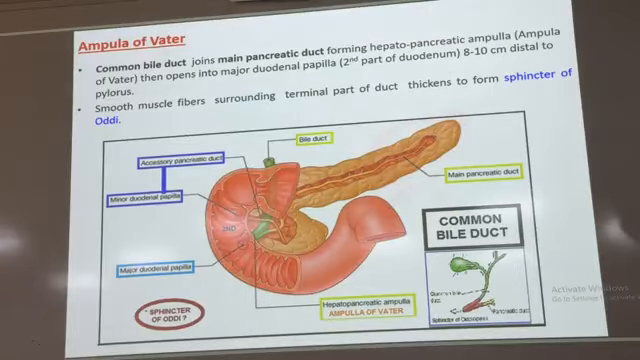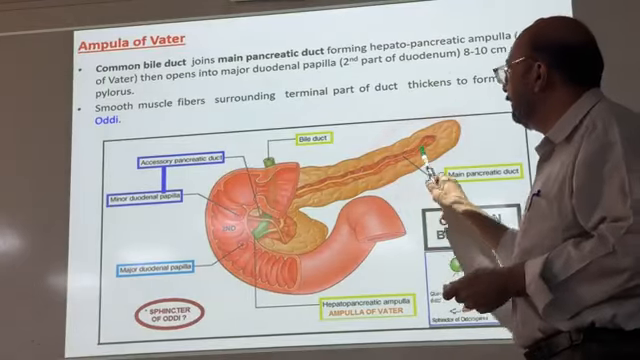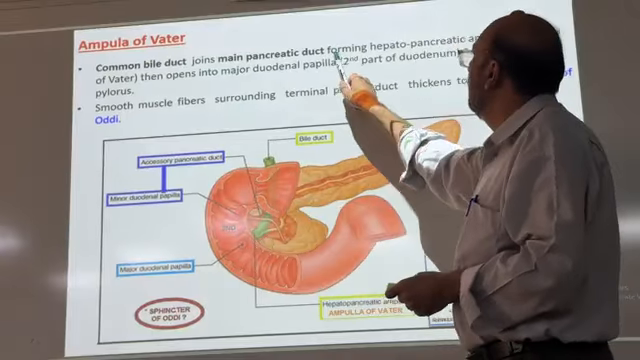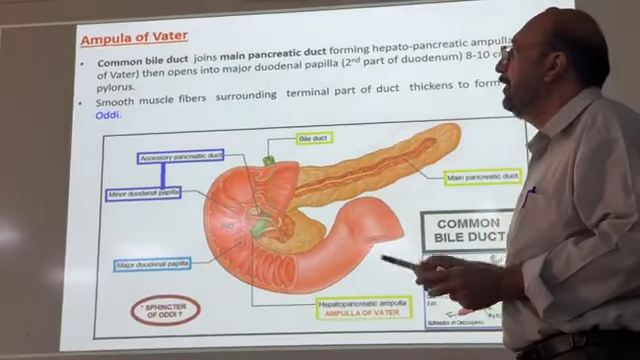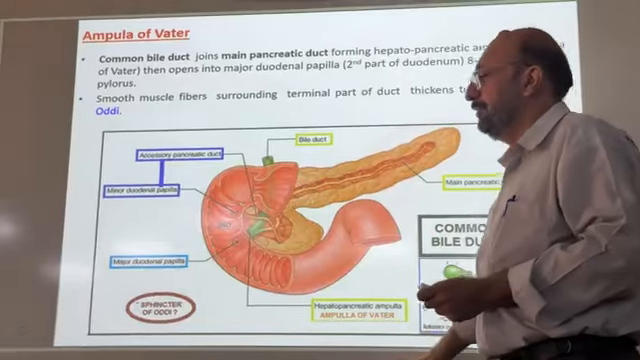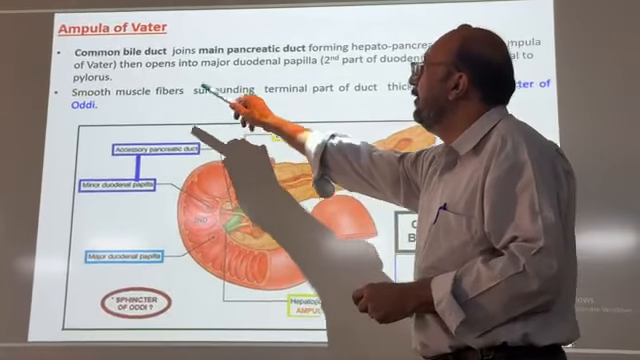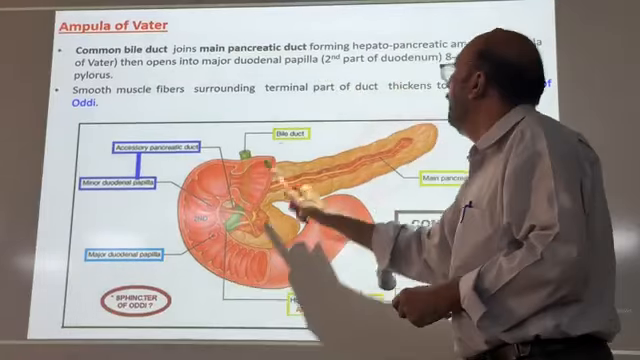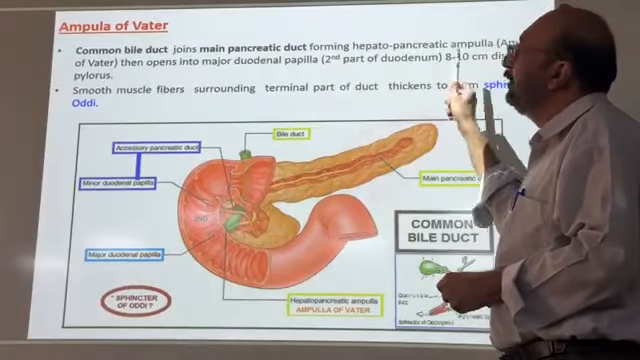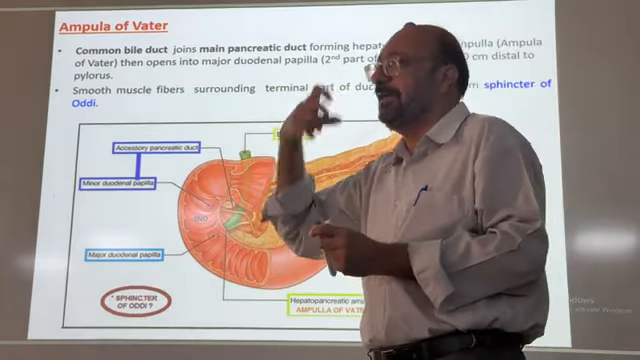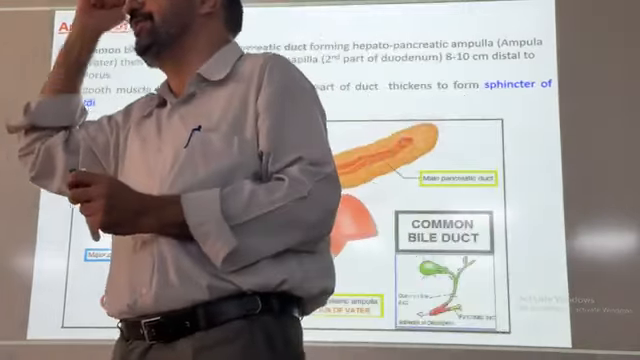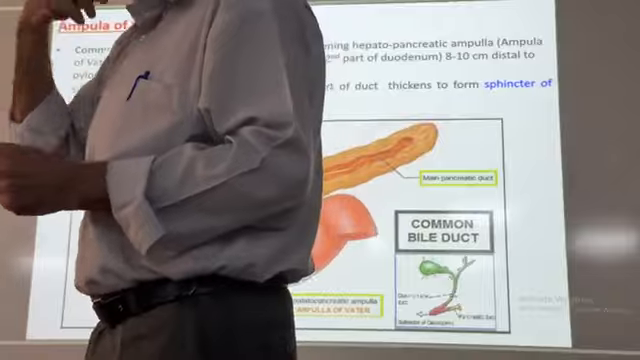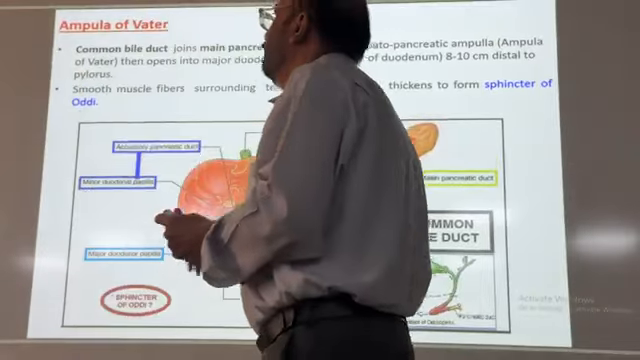Ampulla of Vater: the common bile duct joins the main pancreatic duct. Here is the main pancreatic duct, so the common bile duct joins here, forming the hepatopancreatic ampulla. Another name is ampulla of Vater. It opens into the major duodenal papilla, 8 to 10 centimeters distal to the pylorus. And these measurements I have shown you in one of the previous lectures, like the duodenum. They asked me to automate, but in the practical I still showed you, and that is the reason. This is the importance of it.